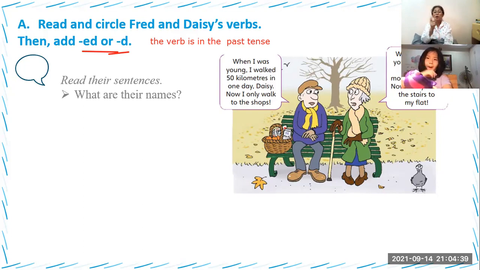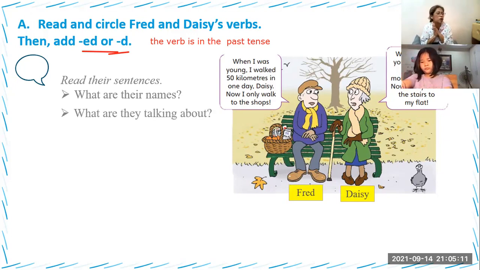What are their names? Do you know their names? The old woman is named Daisy. And the old man is Fred. Very good. Exactly. The old woman who said I climbed the mountain is Daisy, and I walked 50 kilometers, that's Fred. Daisy and Fred, very good. What are they talking about, Moon? They're talking about when they were young.